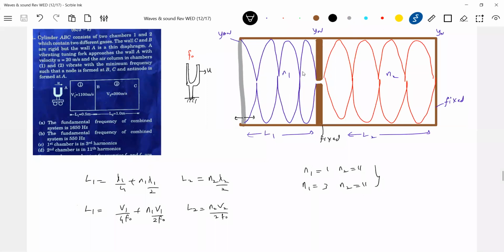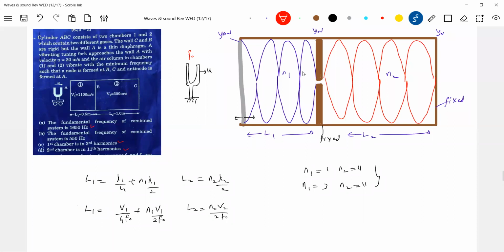So who is right, who is wrong? You solved it once, sir. N1 1 and n2 11. Okay, yeah, n1 equal to 3 and 11. Okay, one is right, one is wrong. Let me check with the options first. More than one correct, ACD is given. I don't have any n1, n2 like that, only options like ACD. First chamber is in third harmonic, second chamber is in 11th harmonic. 3 and 11 is not satisfying, sir.